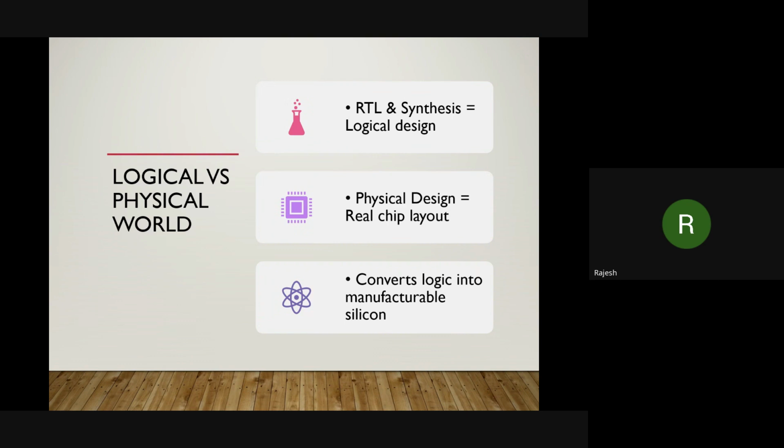But when it comes to physical design, we, the physical design engineers, are the ones who decide the chip's future. However you design it now, it will be manufactured in the future and used in mobiles and laptops. If it is not working, then the blame is on the physical design engineer. That is why physical design is the real chip layout. We are creating the real chip layout and converting this logic into manufacturable silicon, that means the chip.